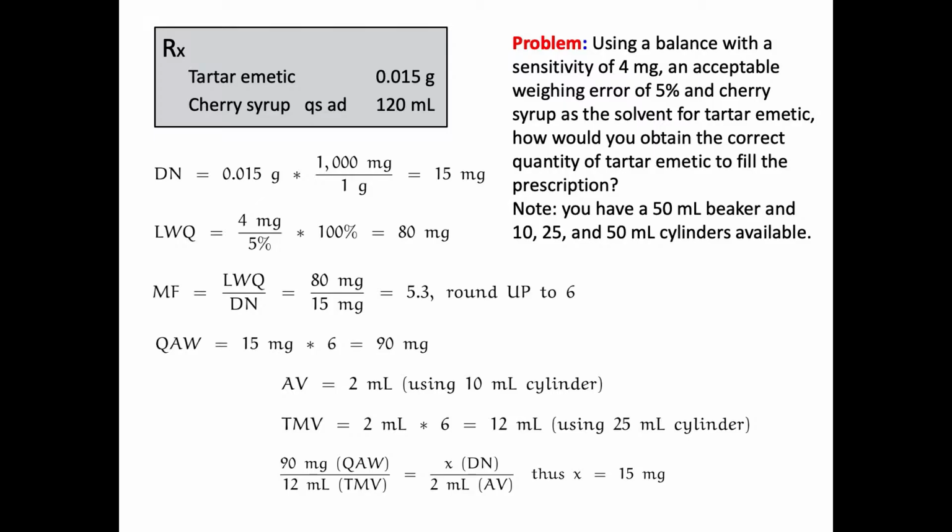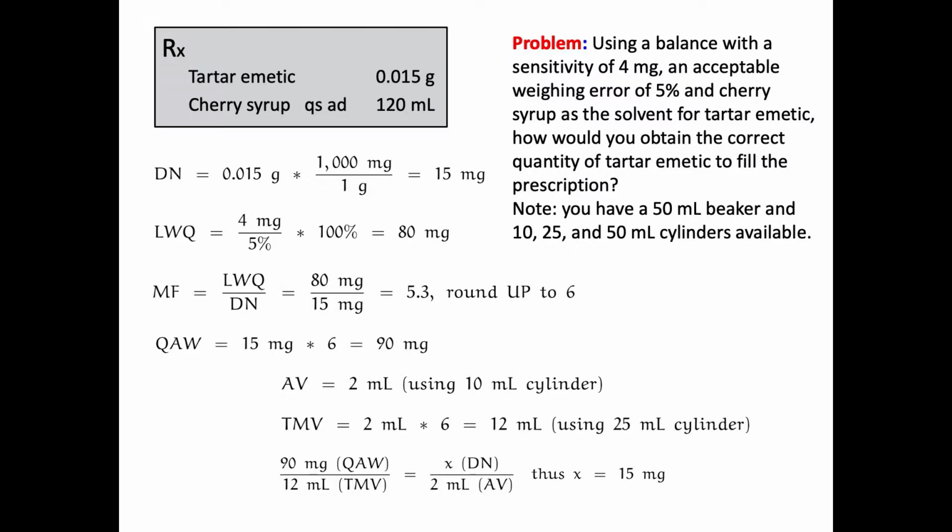Next question, what's the least we can weigh? We're going to have to calculate our least weighable quantity. We're good at this by now. We'll take our sensitivity requirement of 4 milligrams divided by the allowable error, which we said was 5%, times 100. We do that math, and we see that our least weighable quantity is 80 milligrams. Darn. That means we can't just weigh the drug that we need. We need 15, but we can't weigh less than 80. So we are going to have to do an aliquot here.